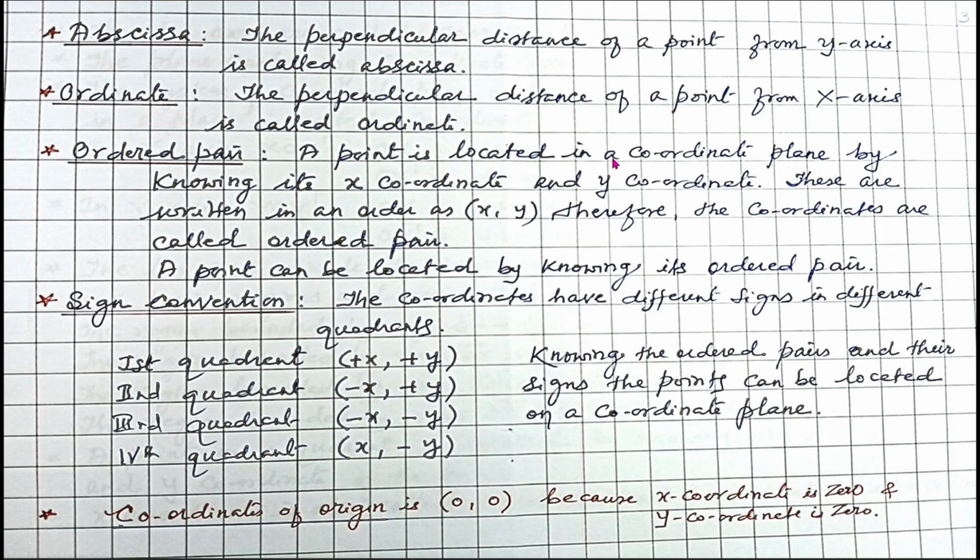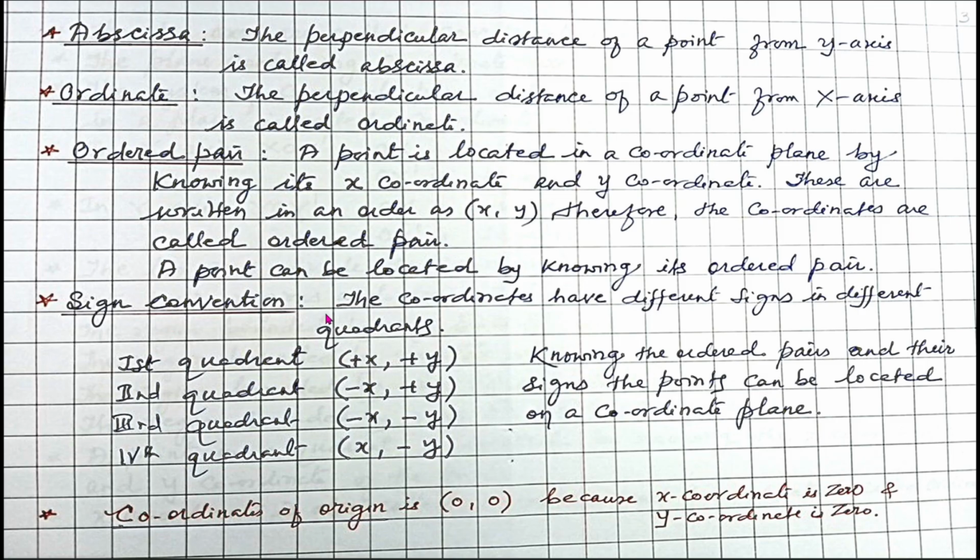Now, if a point is located in a coordinate plane by knowing its x coordinate and y coordinate, these are written in an order, that is x first and y next, and therefore the coordinates are called an ordered pair. The two coordinates are called an ordered pair because they are written in an order, x first and y next. A point can be located by knowing its ordered pair. So to locate a point, we require its coordinates or ordered pair.